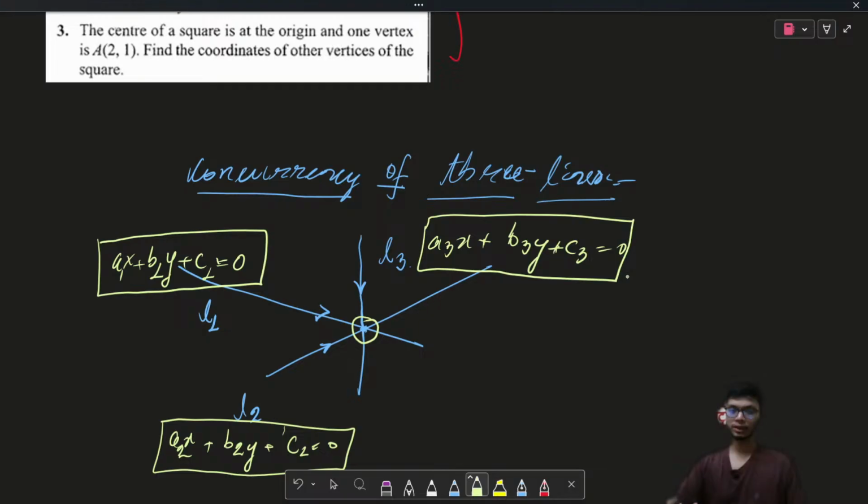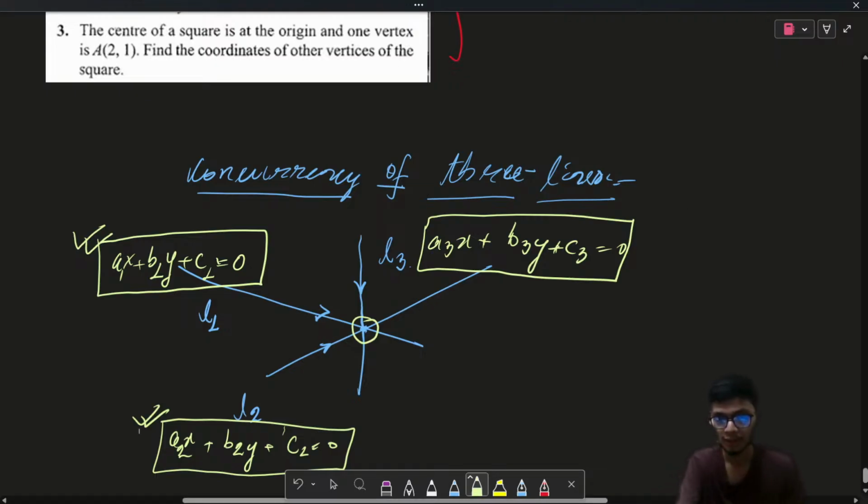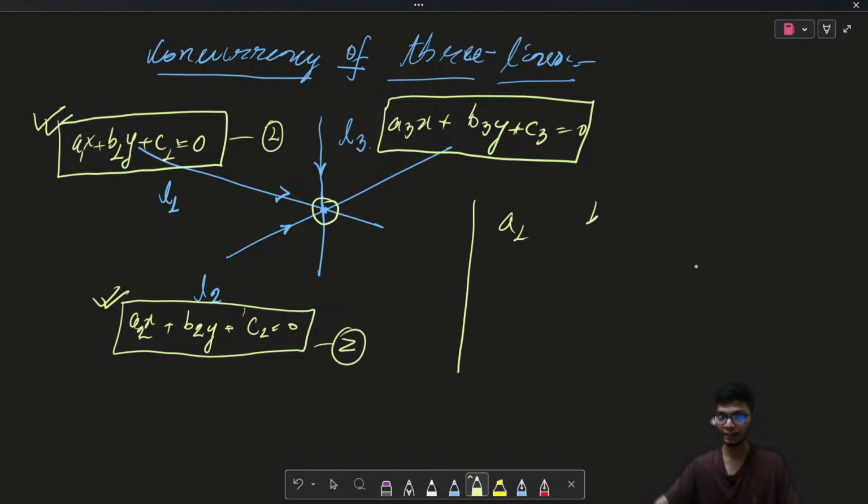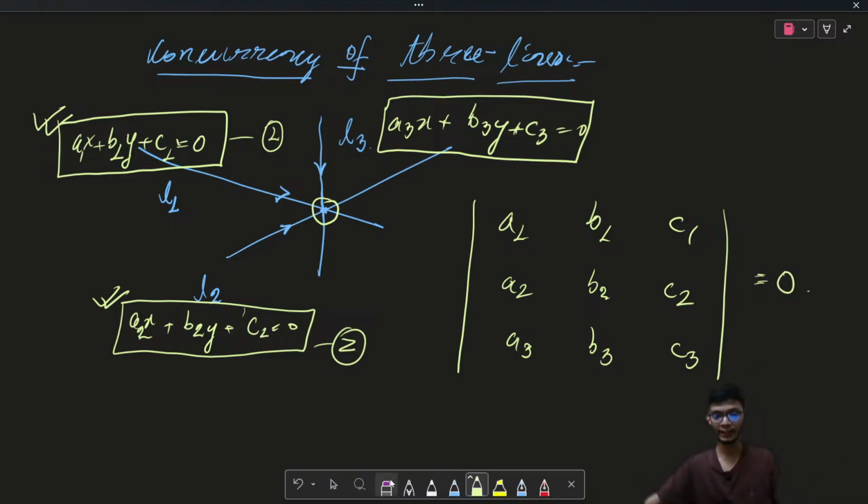If I find the point of intersection of line 1 and line 2, and if this point of intersection lies on line 3, then they will be concurrent lines. So if you find the point of intersection of the first and second equations and put it in the third, you will finally obtain a relation which is the determinant of these values. This determinant should be equal to 0. Now please note that in this concurrency result, all the c terms are not on the right hand side, they are on the left hand side.